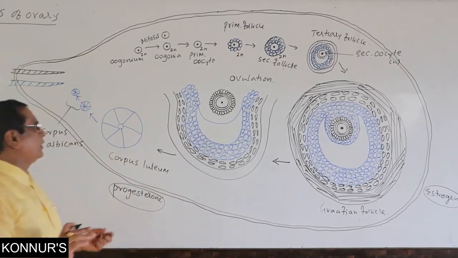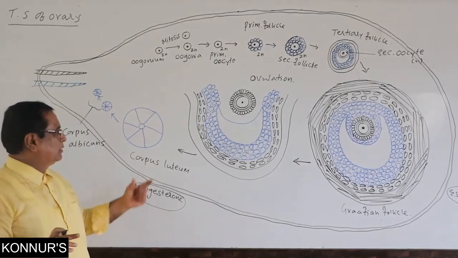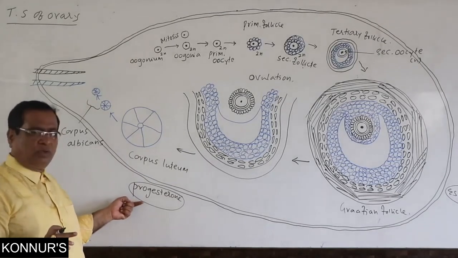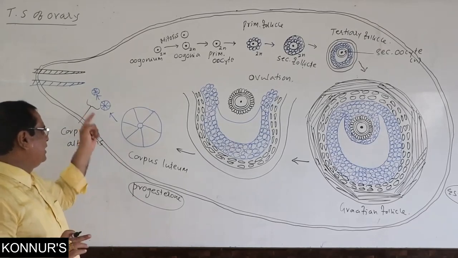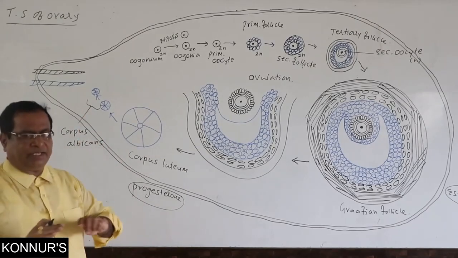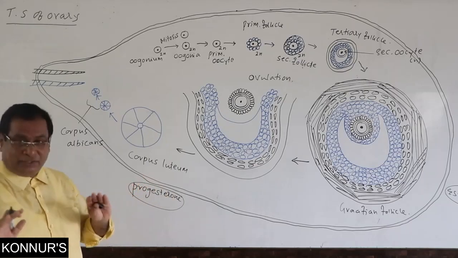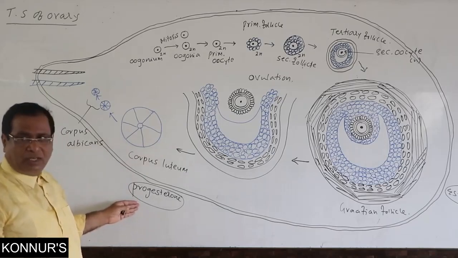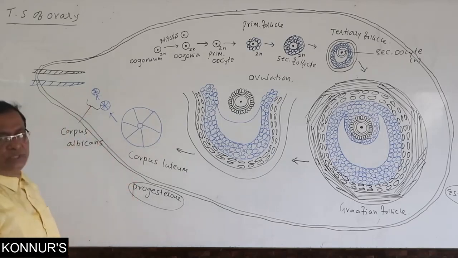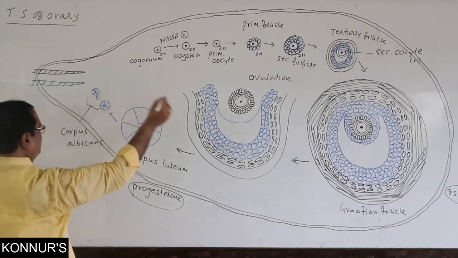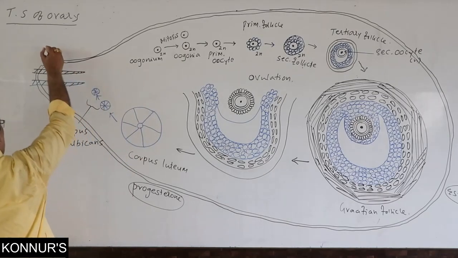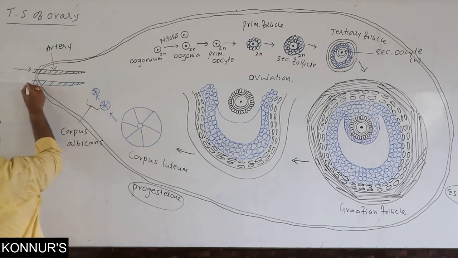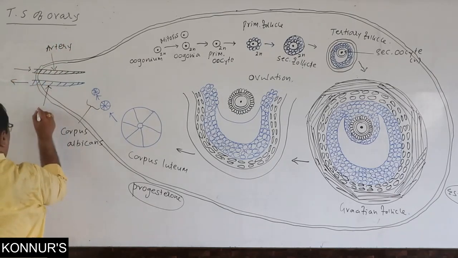And now that empty Graafian follicle becomes the corpus luteum. It secretes another hormone, progesterone, and finally within 14 days, if there is no fertilization, it stops the secretion of progesterone and it degenerates into the corpus albicans. This ovary gets blood supply through an artery, and blood goes back through the vein.